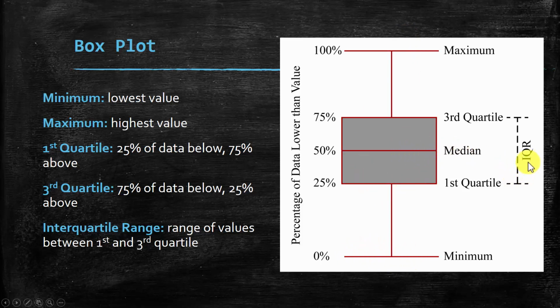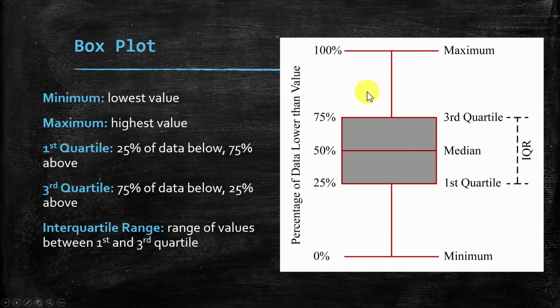The IQR, interquartile range, which is labeled here, is simply the difference from the first quartile to the third quartile. So this is the IQR. So both the IQR and the min-max difference or range can be used to assess variability. One thing to note is that the IQR is generally less impacted by outliers than the range, or max minus min. So we tend to use that if our data have outliers.